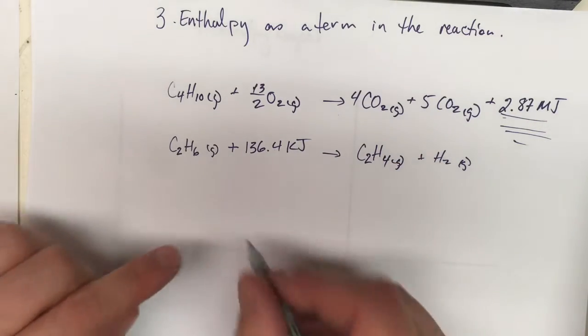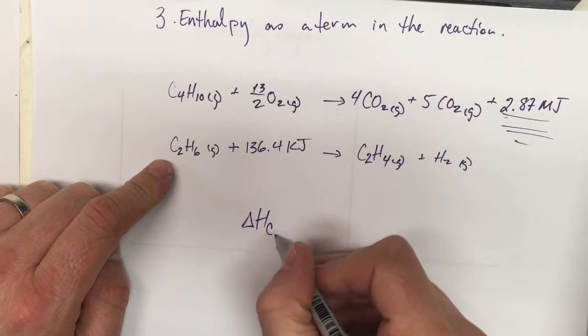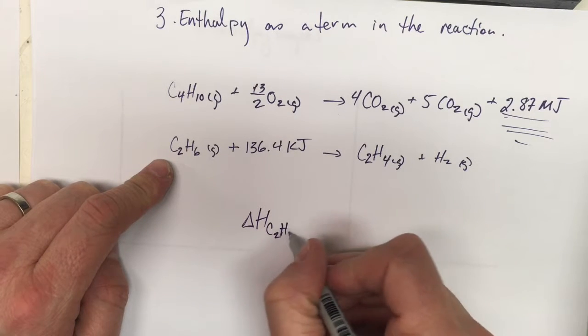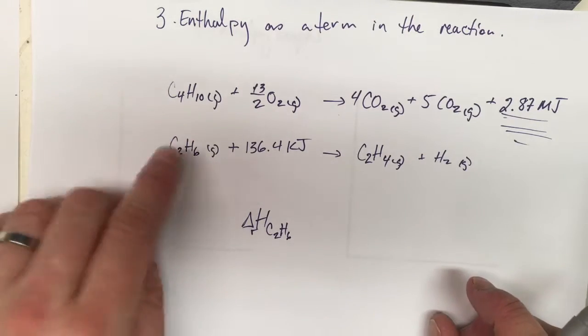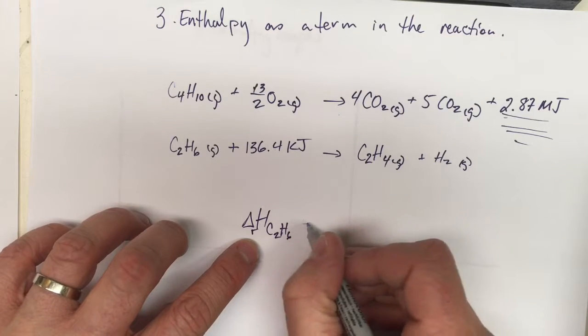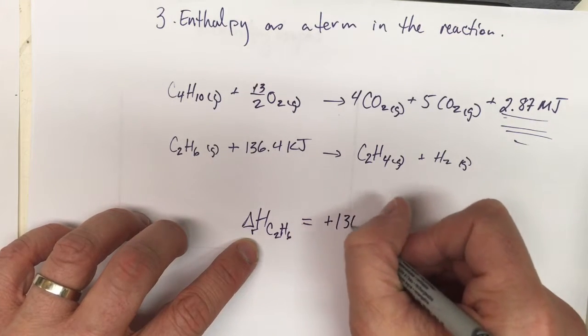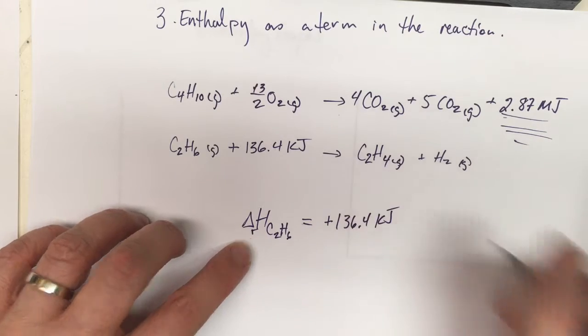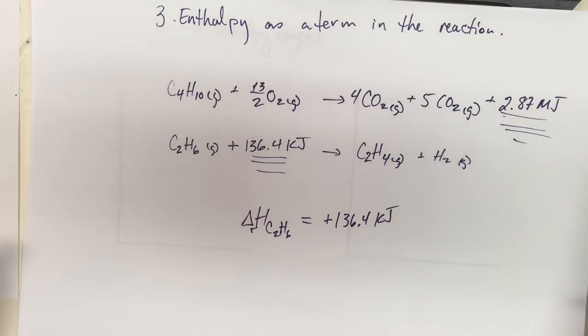Right? If I was doing this as a molar enthalpy for this reaction for ethane, we don't have a kind of symbol that goes for ethane cracking, so we'll just put an R here. And this enthalpy would be positive 136.4 kilojoules because it's an endothermic reaction. The energy is being used up in the reactants.